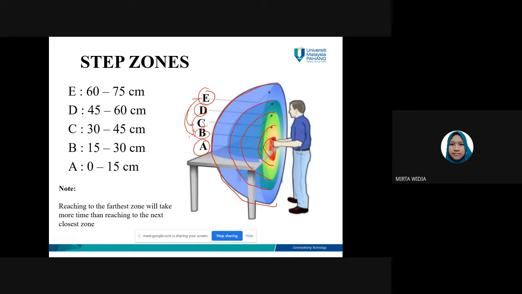Okay, so this is the distance. A is between 0 until 15 centimeter. B is 15 to 30. C is 30 to 45, until E, which is 60 to 75 centimeter, the distance, okay?